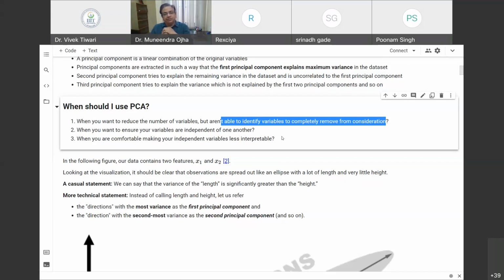Use it when you want to ensure your variables are independent of one another, so ultimately the projection onto the new dimensional space makes all the variables independent of each other. And when you are comfortable making your independent variables less interpretable. Less interpretable means that sometimes, just by looking at the data, we are able to uniquely identify the property of the data or the property of the space.